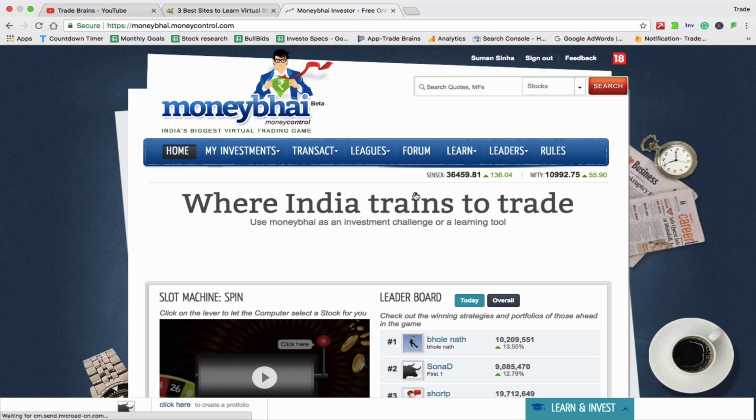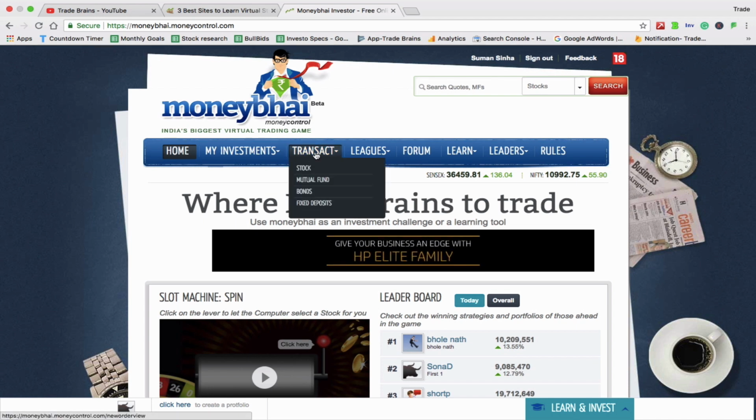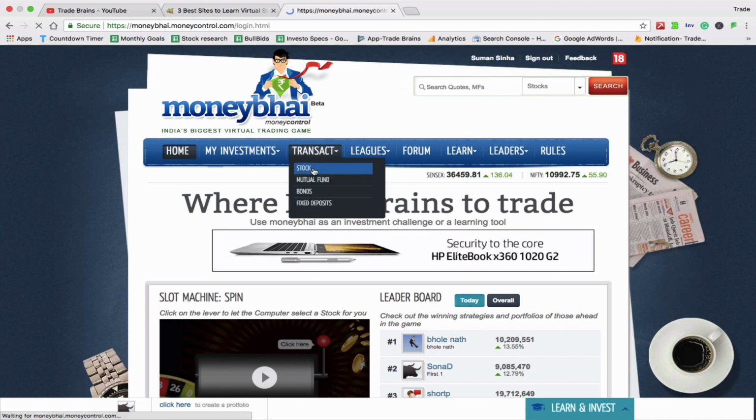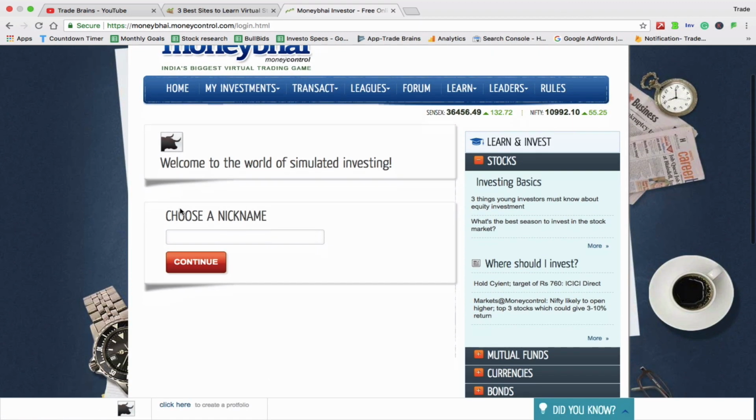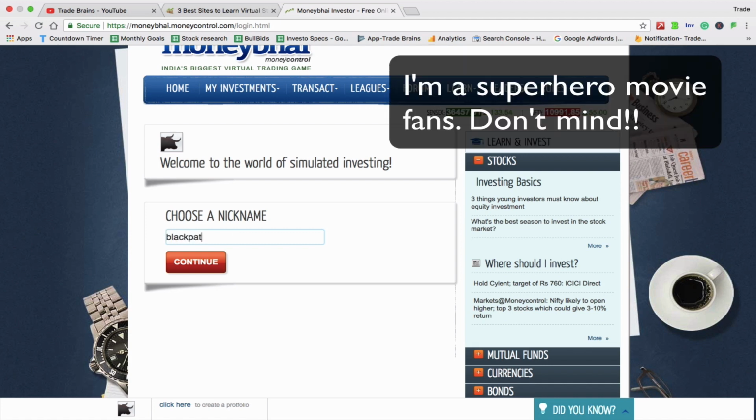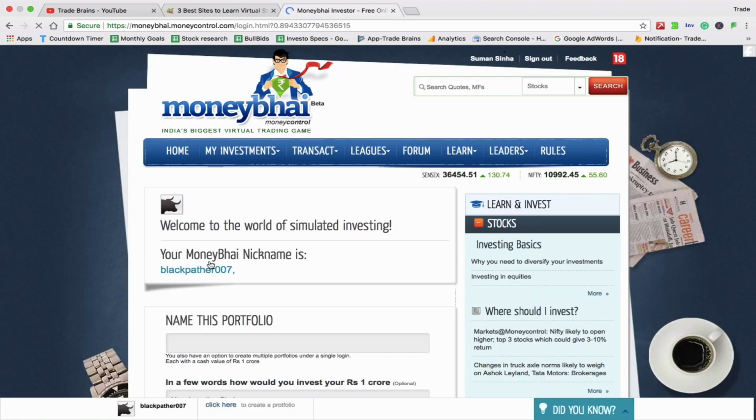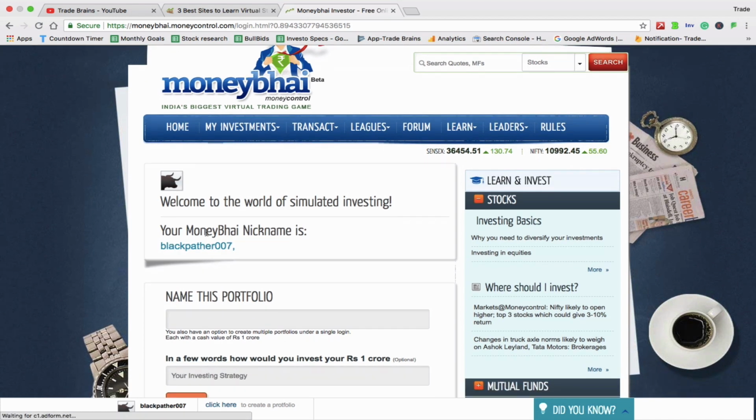The next thing that you want to do is to go to transact and stock. It will ask you to choose a nickname. You can choose any nickname. Let's say you want to take Black Panther, or whatever nickname you want to take, you can choose it, and then it will be registered. So your MoneyBuy nickname is Black Panther 007.